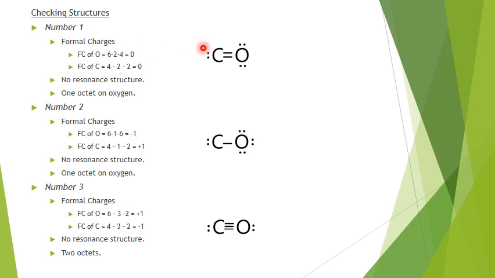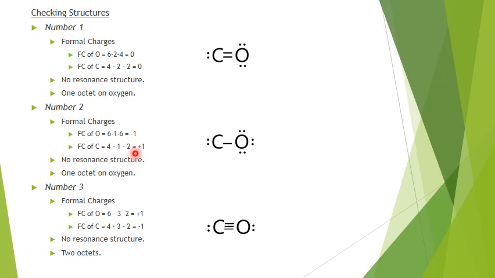So number one, this structure right here, the one we originally came up with. Okay, the oxygen has a formal charge of 0: 6 minus 2 minus 4. Formal charge of carbon is also 0: 4 minus 2 minus 2 is 4. It has no resonance structure and 1 octet on the oxygen. Okay, so this is a good structure for octet and also formal charge.